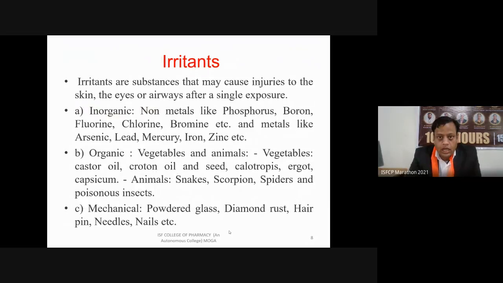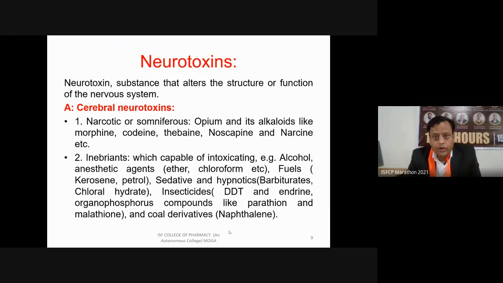So as I discussed, that irritants divided into three categories: inorganic, organic, and mechanical. Now come to neurotoxins. So neurotoxins may also be a poisonous substance, and neurotoxin generally called the substance that alter the structure or function of the nervous system. So whenever these neurotoxin entered into our body, then it may alter the function of the nervous system. So neurotoxin divided into cerebral neurotoxins. So cerebral part, when neurotoxin entered into the cerebral part, so they may be narcotic or somniferous family. So narcotic or somniferous family include opium and its alkaloids like morphine, codeine, thebaine, noscapine, and narceine. So these all are included under narcotic cerebral neurotoxins.